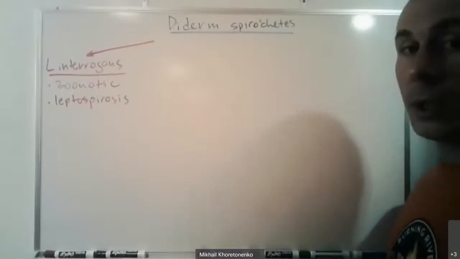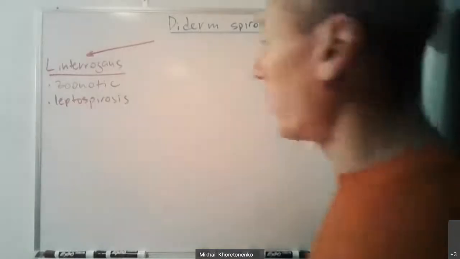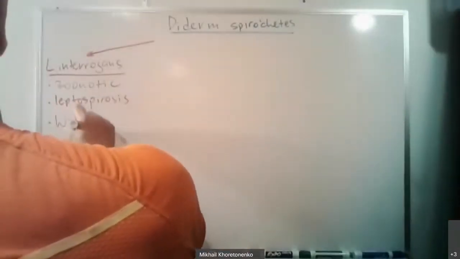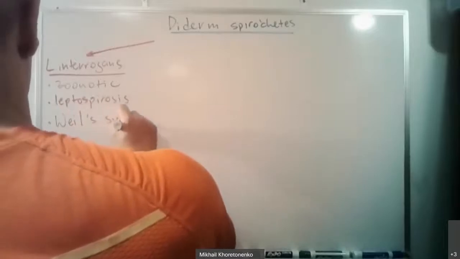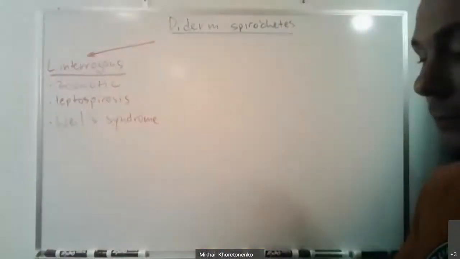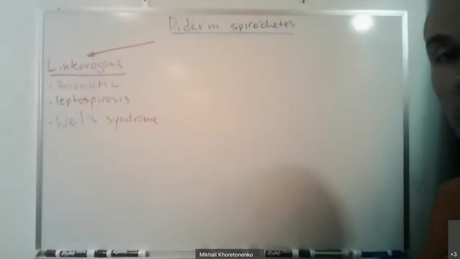But in some cases, particularly in the people who are immunocompromised, it can progress to so-called Weil's syndrome, which is much more severe and can be characterized by the kidney failure, liver failure, and splenomegaly.